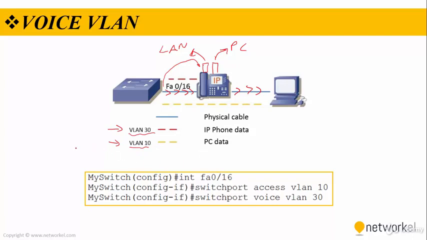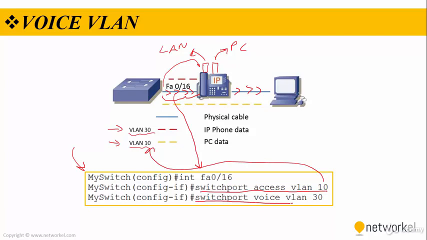And here are the configuration steps. For example, if we are using Fast Ethernet 0/16 port, we go to the interface mode by typing interface FastEthernet 0/16, and we type the access port, switchport access VLAN 10, and we are defining the PC data, and we are using the switchport voice VLAN command and writing the voice VLAN as well.